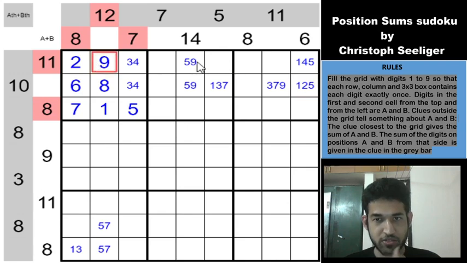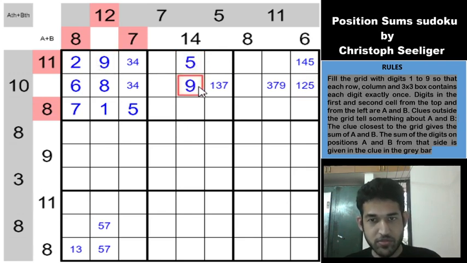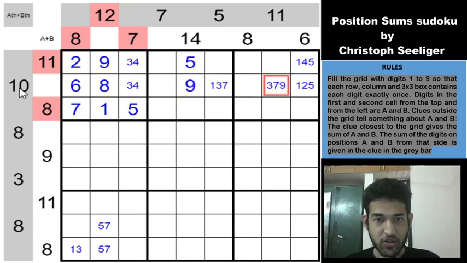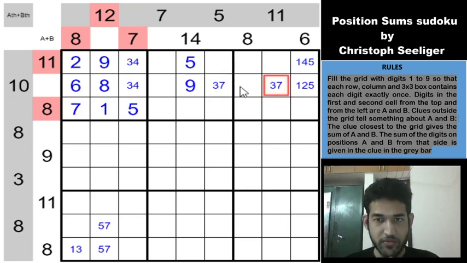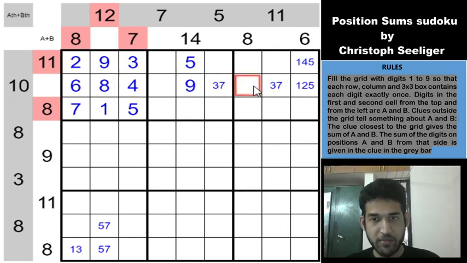So 9 is here, so we can resolve this 5 9 immediately. So which means that the 10 total has to be made up of 3 and 7. So 1 can be removed from here and 9 can be removed from here. So it's made up of 3 and 7. So 3 7 pair resolves this 3 4 pair immediately. So this would be a 3 and this would be a 4. So 4 6 8 9 3 and 7. Remaining candidates in row 2 are 1 2 and 5.